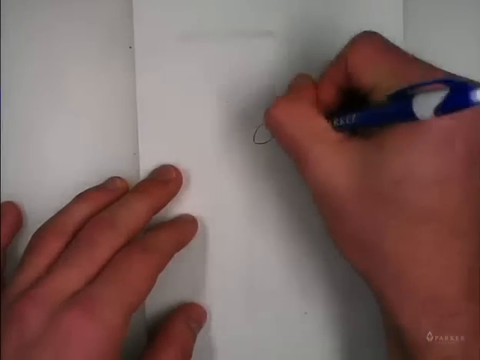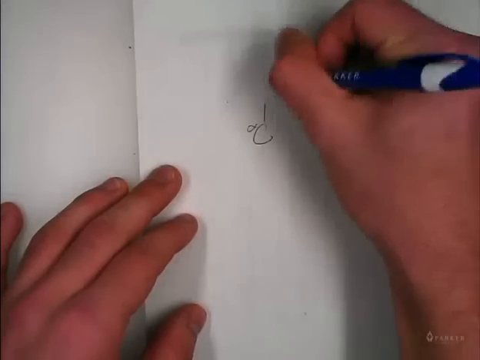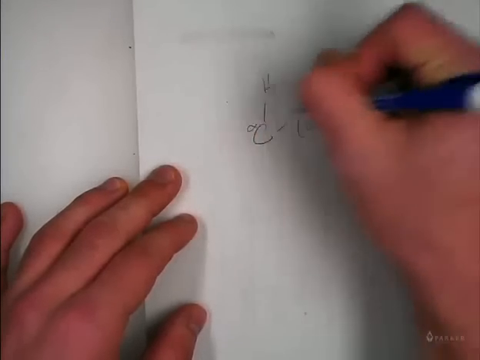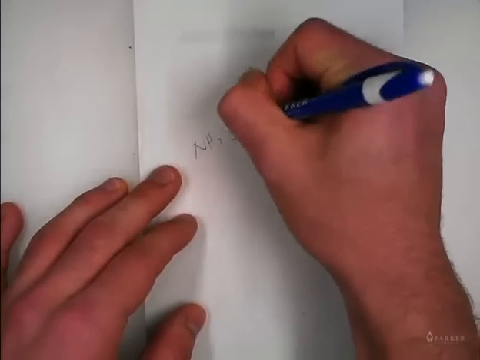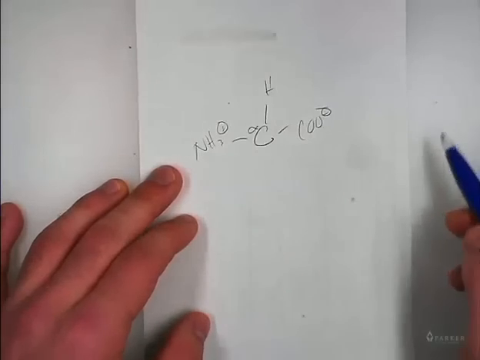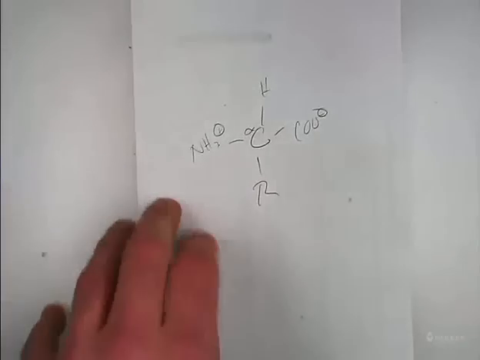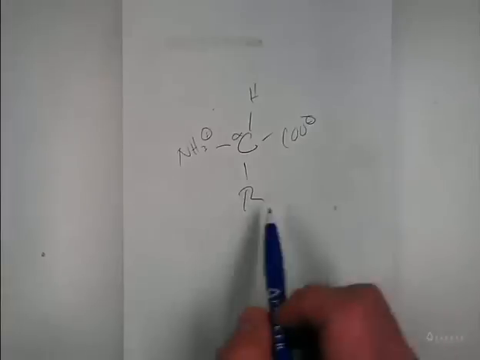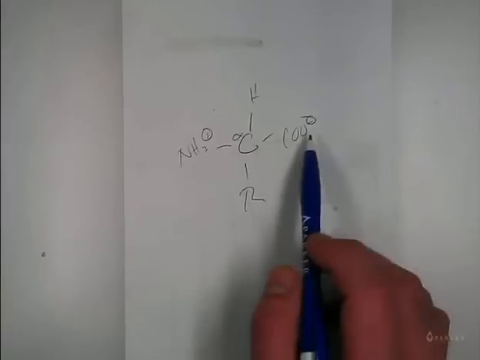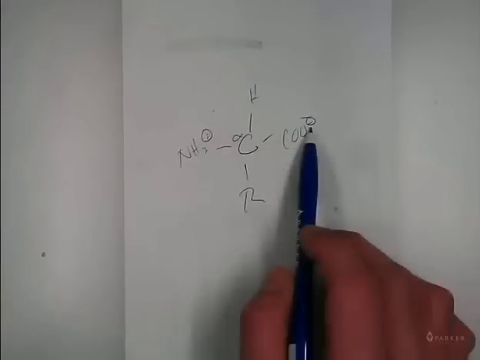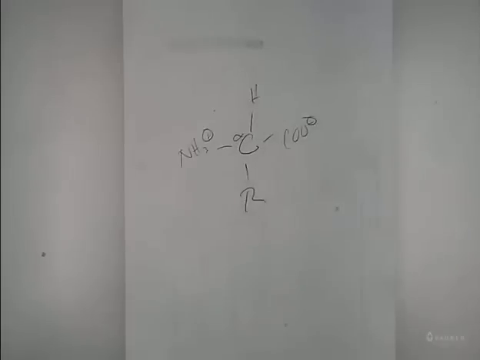Okay, so we got alpha carbon, hydrogen, carboxylate, amino, R group. Can you see that? Yeah. Cool. Net charge of this, 0, right? So there's no charge over here, so it's just positive, negative. They cancel each other out, okay?